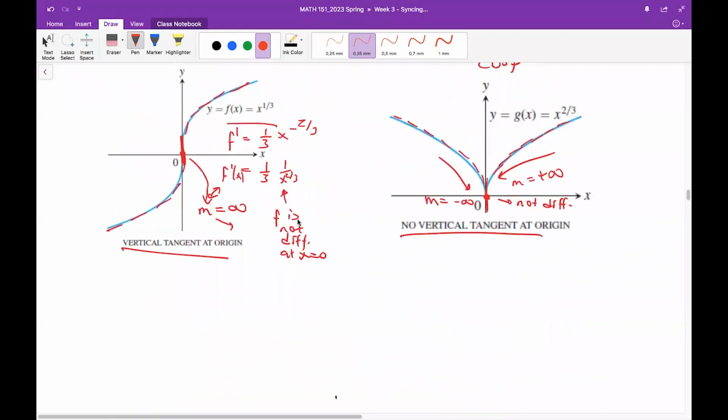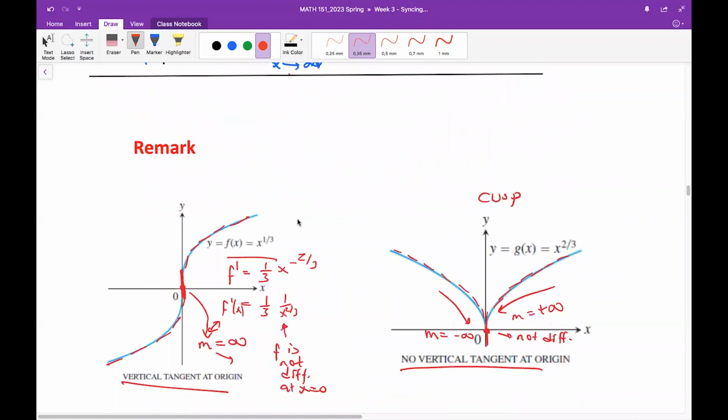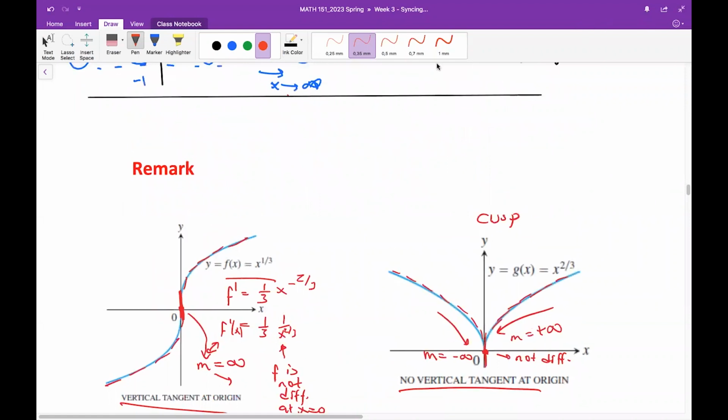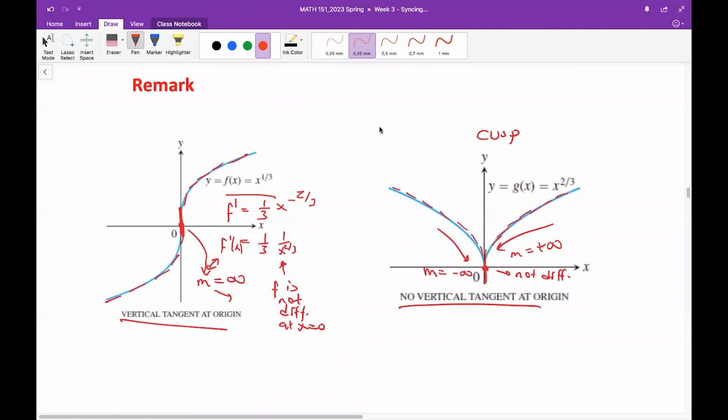Okay, so this is the second lecture of the problem solving session. As the first example, I want to show you this one. Here you will see two different graphs. In the first one, we have a vertical tangent, and in the second one, there is no vertical tangent line at the origin.